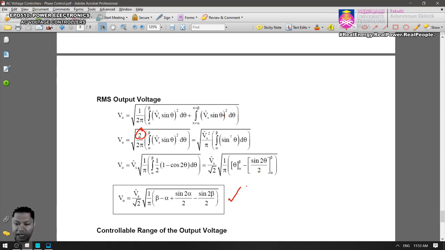So again, everything should be in radian. Remember that. I always have students who get confused and start to mix between degree and radian. So make sure that everything is in radian.